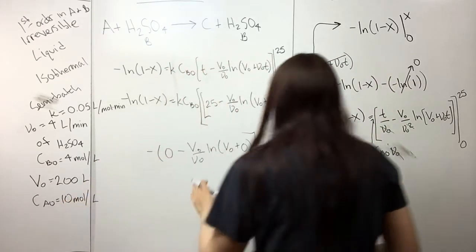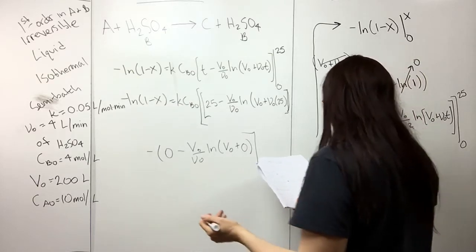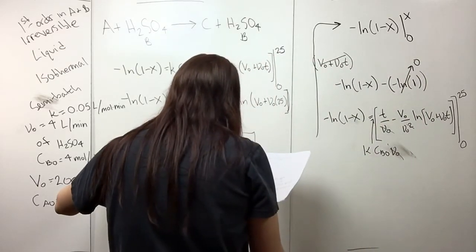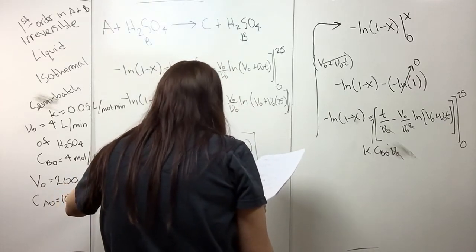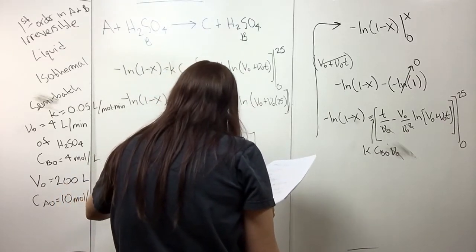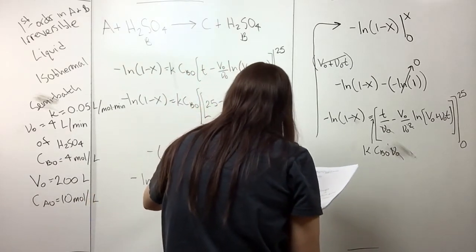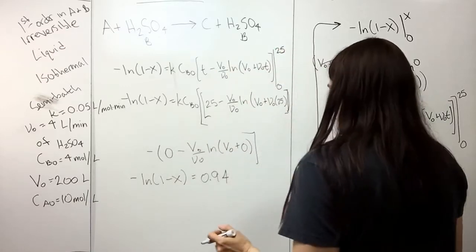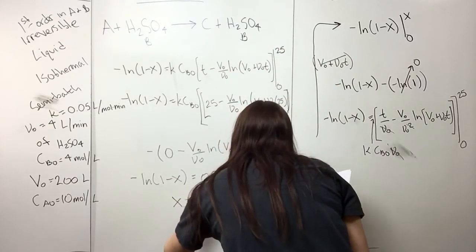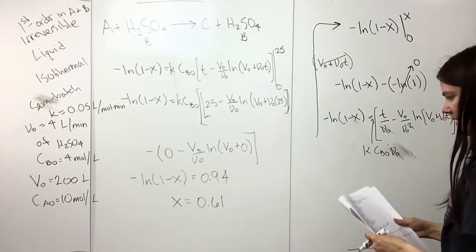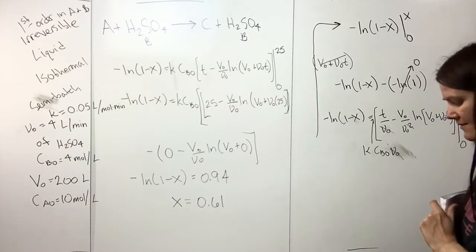And I'm not going to go through and plug all those numbers in this video, but if you do that, you should end up with minus ln 1 minus x is equal to 0.94. So then if you solve for x, you get x is equal to 0.61. So you know that there's been 61% conversion of A in 25 minutes.